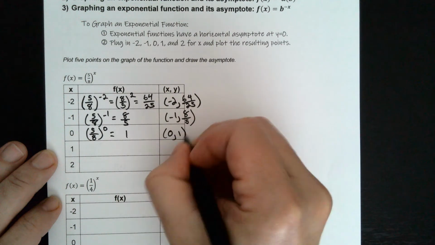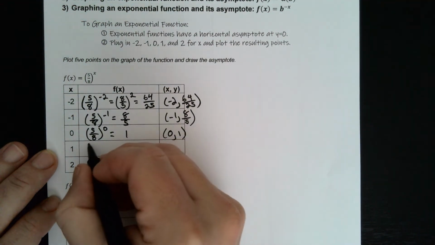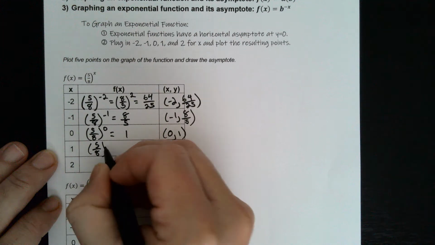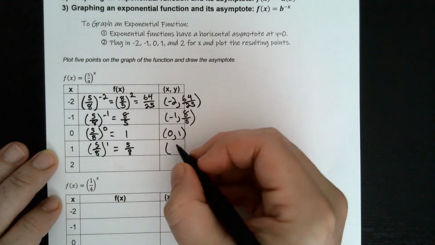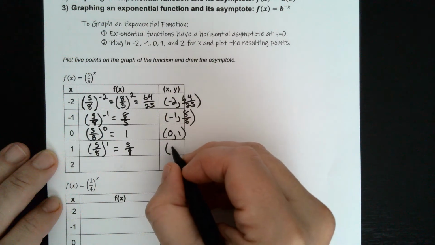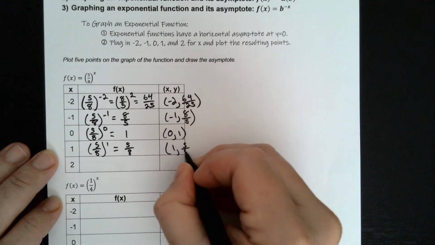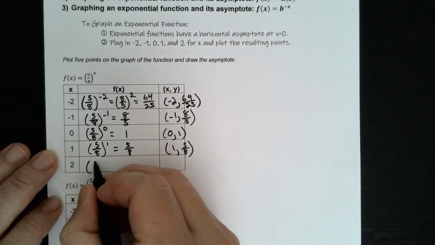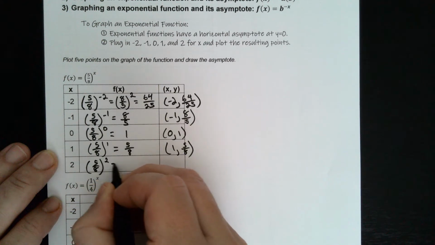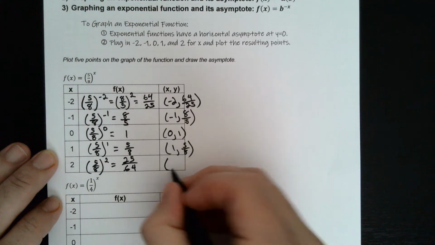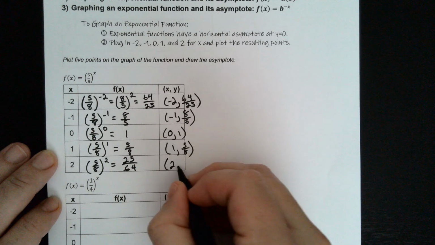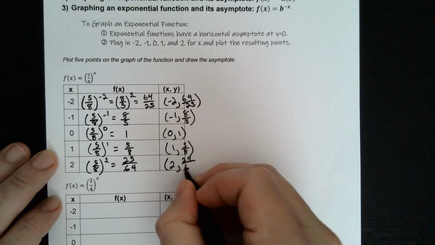So 0, 1. On the 1, we get 5 over 8 to the 1, which of course is just 5 over 8. Okay, so it's a little more than a half. So you get 1 comma 5 over 8. And then 2, so 5 over 8 to the 2 power becomes 25 over 64, which is about a third or so. So 2 comma 25 over 64.